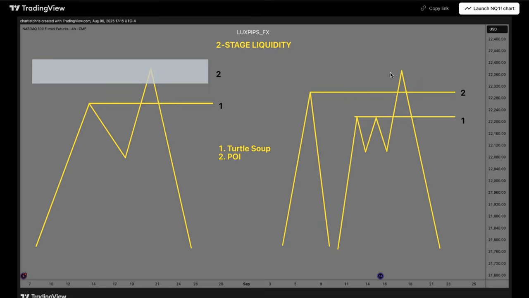On the right, here is an ERL example. Here are two highs being raided, swept, and then to reverse. Either way, these are still two stages of liquidity.